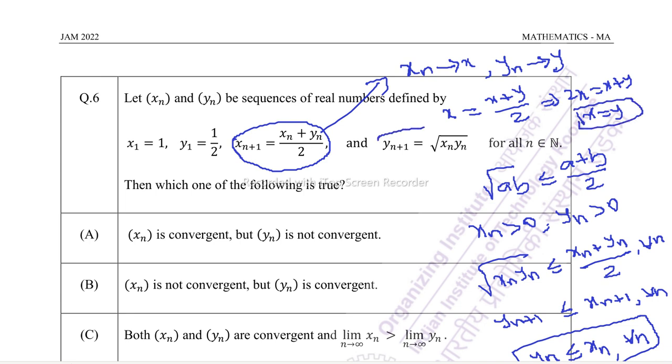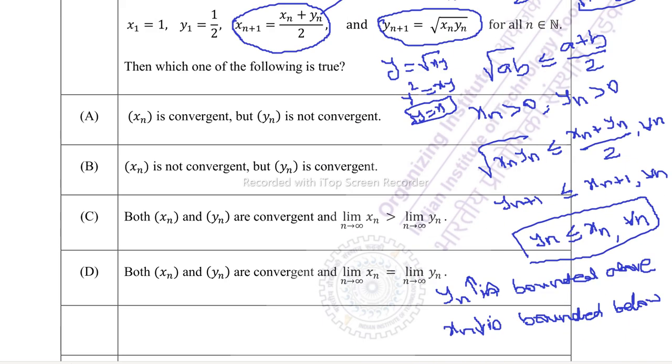Even if we take this identity, again this converges to y equal to square root of xy. Anyway these are all positive, therefore y square should be x into y. y is a non-zero number, because everything is non-zero, we can cancel one y, we get x equal to y. So in both cases the limits are always equal. Therefore the option is that both xn and yn are convergent, and the limit of xn and the limit of yn should be equal.